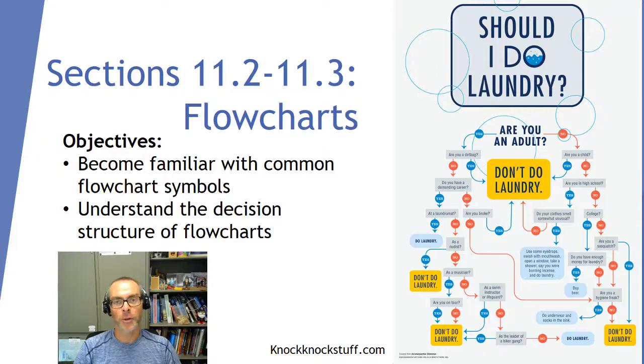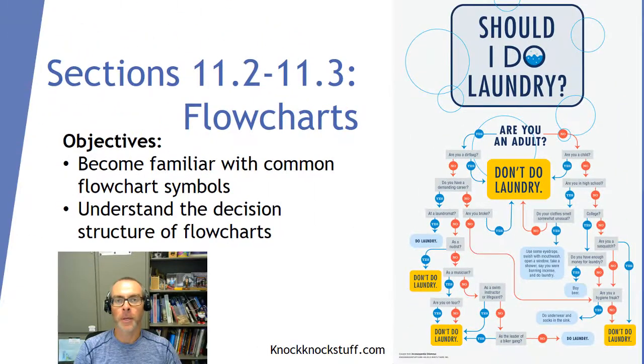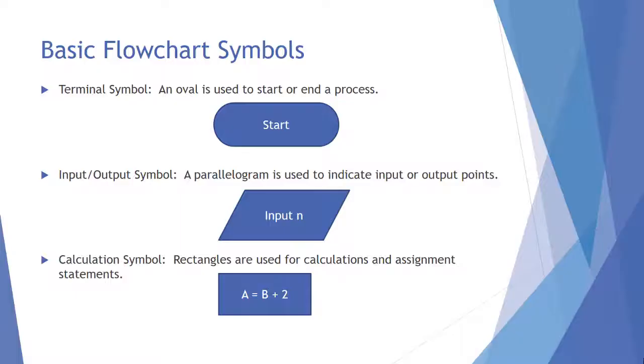I'll zoom in on that and you can pause it and see that if you want, or go to the website that I have listed there. But there's a little bit more order to a flowchart than you might think. The shapes that are chosen for each step in a flowchart actually represent a particular type of process. So we're going to establish that today. And we're also going to look at the decision structure of flowcharts. So let's get started.